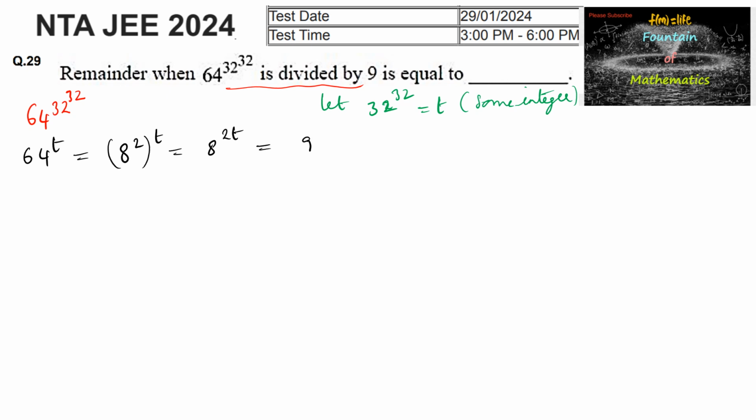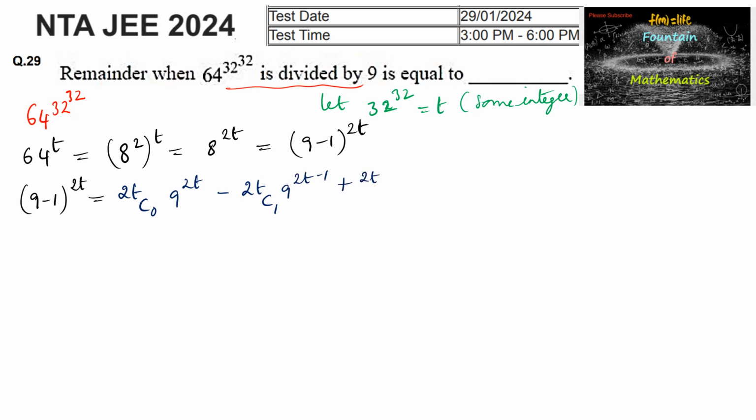So 8 power 2t we can write as 9 minus 1 whole power 2t. Let us expand by using binomial theorem. 9 minus 1 to the power of 2t is equal to 2t c naught 9 to the power of 2t, and again we will get alternate minus, 2t c1 9 to the power of 2t minus 1 plus 2t c2 9 to the power of 2t minus 2, and so on.